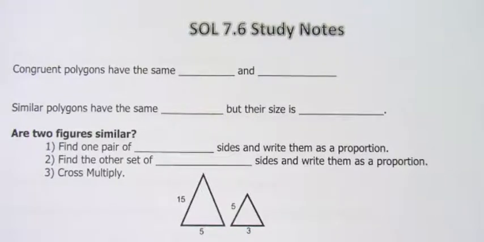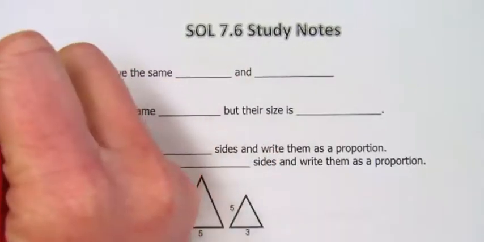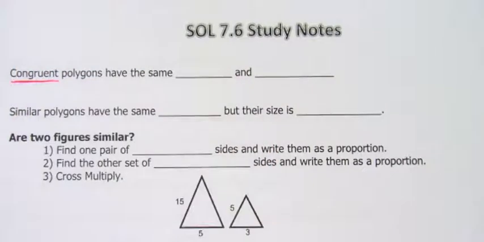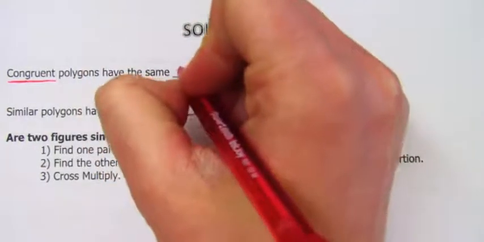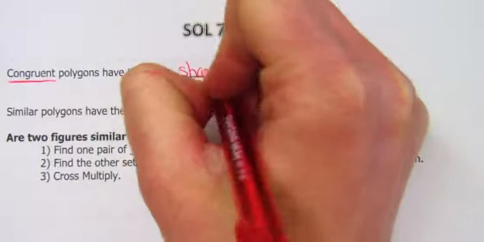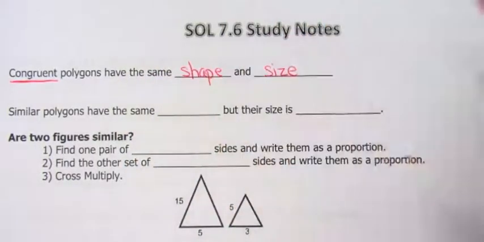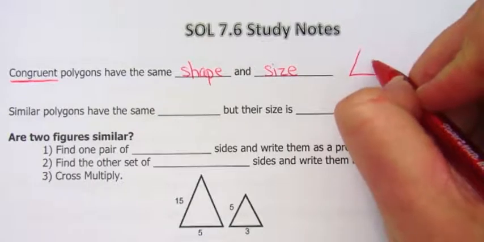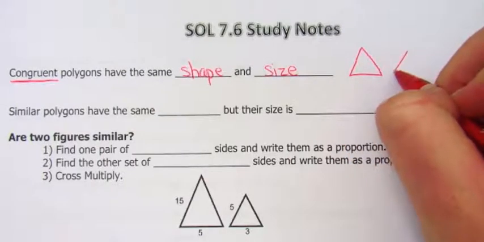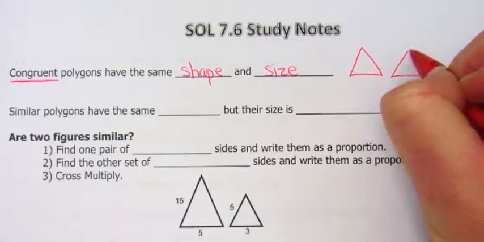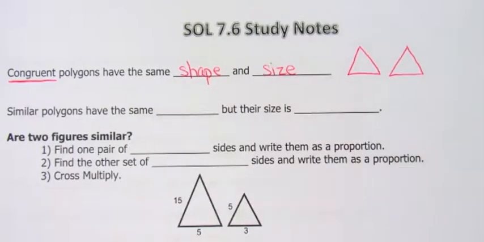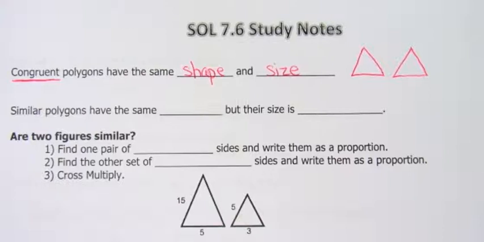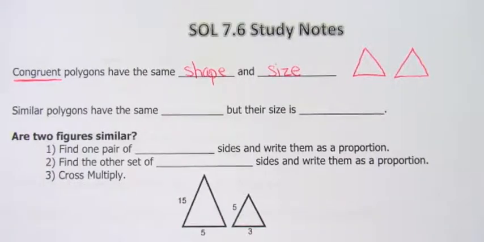Today's lesson is on SOL 7.6, which is our similar and congruent figures SOL. So the first thing we want to review is what congruent means. If you remember, congruent polygons, that just means congruent shapes, have the same shape and the same size. They're literally identical. If I were to draw things over here, I would have to make them exactly the same, which I didn't do perfectly, but they should be. Congruent means you have the same shape and the same size.